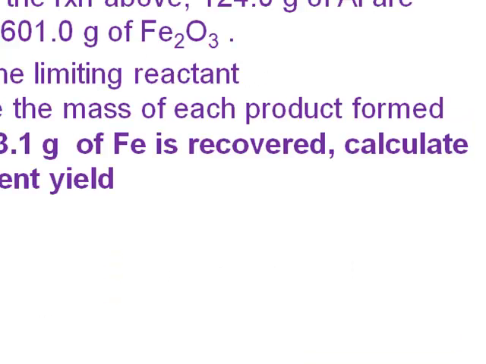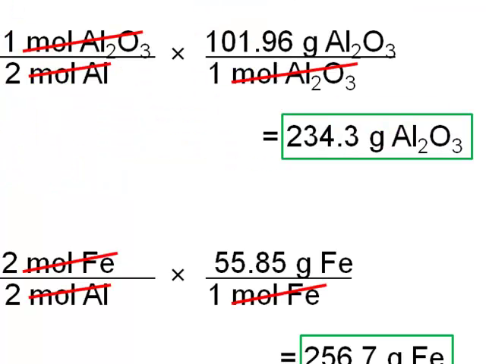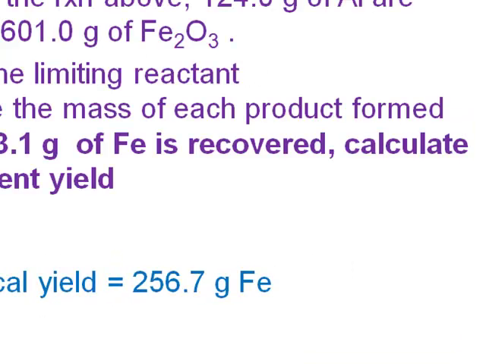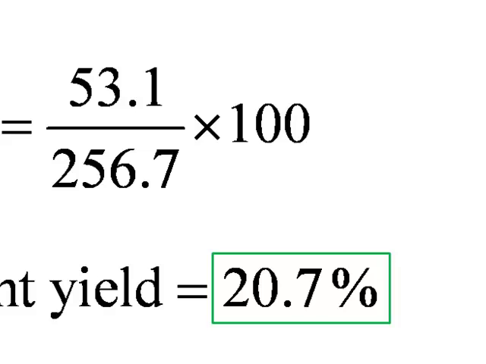That's B. Now, if only 53.1 grams of Fe is recovered, so we just want Fe. If only 53.1, theoretically you should get 256.7. So what do you put on top? 53.1 over 256.7 times 100, percent yield 20.7%. That's it. C is usually the easiest. A is usually the most work, and then once you get that work done, everything else, just keep going with that. So that's percent yield.